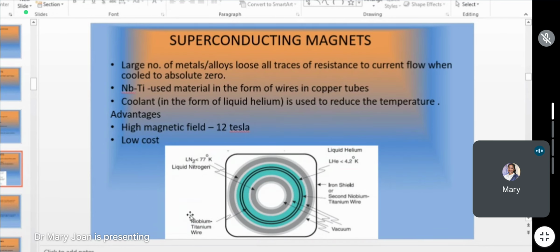And superconducting magnets, this is the thing which changed the scenario for MRI imaging. A large number of metals or alloy loops lose resistance to current flow when cooled to near absolute zero. So NbTi, niobium titanium, is used in the form of wires in copper tubes. Coolant in the form of liquid helium is used to reduce the temperature. So the advantages are high magnetic field. We can achieve up to 12 Tesla strength, and low cost.